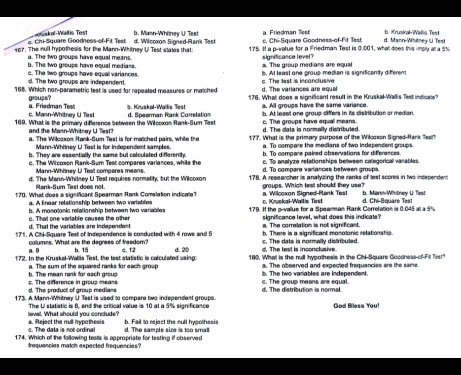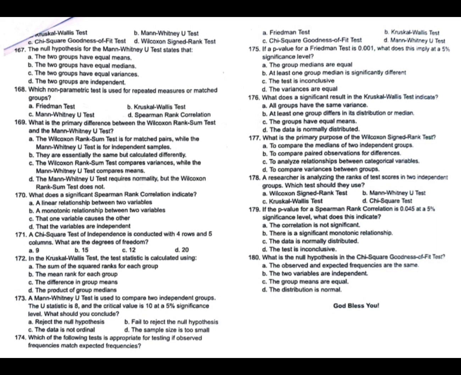174. Which of the following tests is appropriate for testing if observed frequency matches expected frequency? So the answer is letter C. Chi-squared goodness of fit test. 175. If the p-value of a Friedman test is 0.01, what does this imply at a 5% significance level? It implies that at least one group median is significantly different. Letter B. What does a significant result in a Kruskal-Wallis test indicate? It indicates that at least one group differs in the distribution of median.